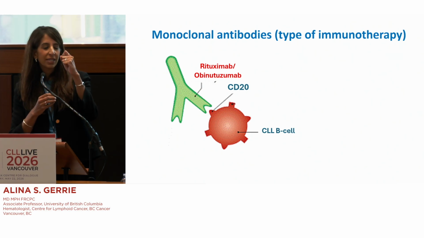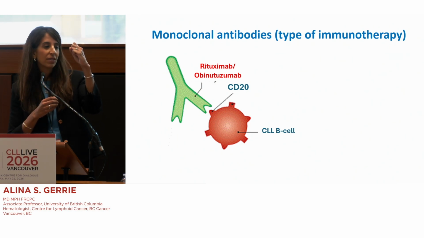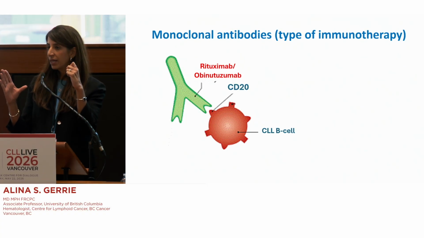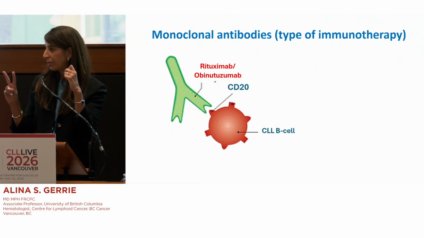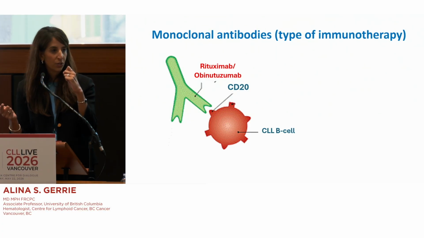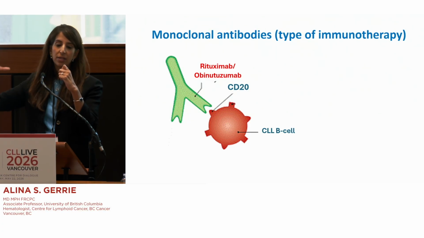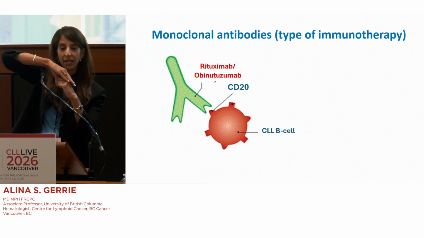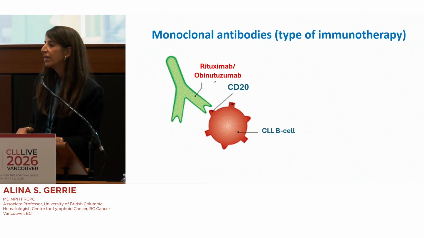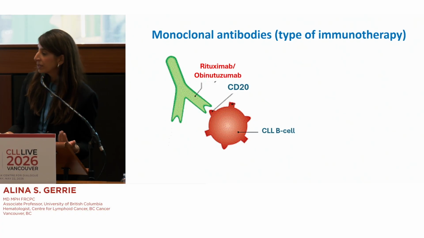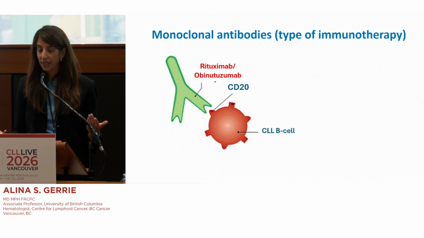CD20 is like a little tag, a protein on the surface of normal B cells. And so they've created monoclonal antibodies. There's two main ones, rituximab and obinutuzumab. These two antibodies glom onto CD20 and clear that from the system. So CD20 is present on normal B cells, but it's also present on CLL cells.